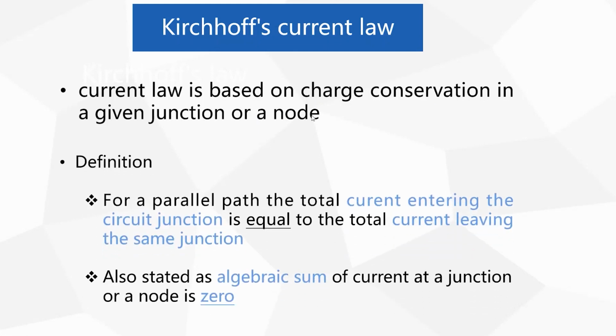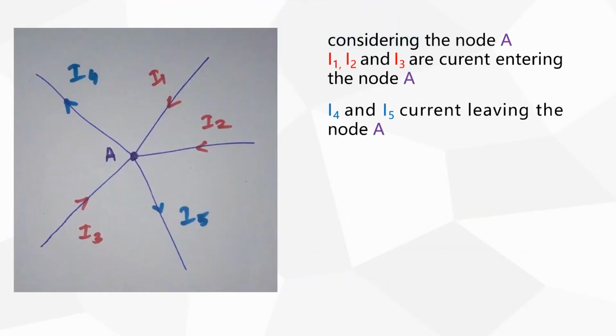So I will come to it. Definition: for a parallel path, the total current entering the circuit junction is equal to the total current leaving the same junction, also stated as the algebraic sum of the current at the junction or node is zero. I will explain it clearly in the next slide.